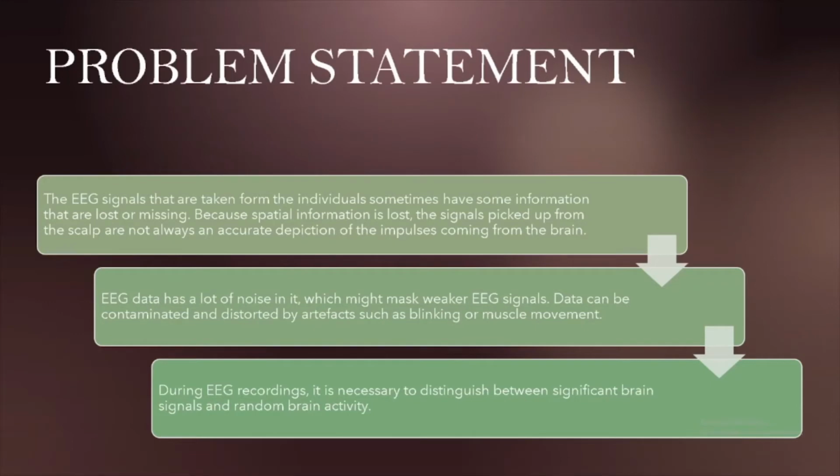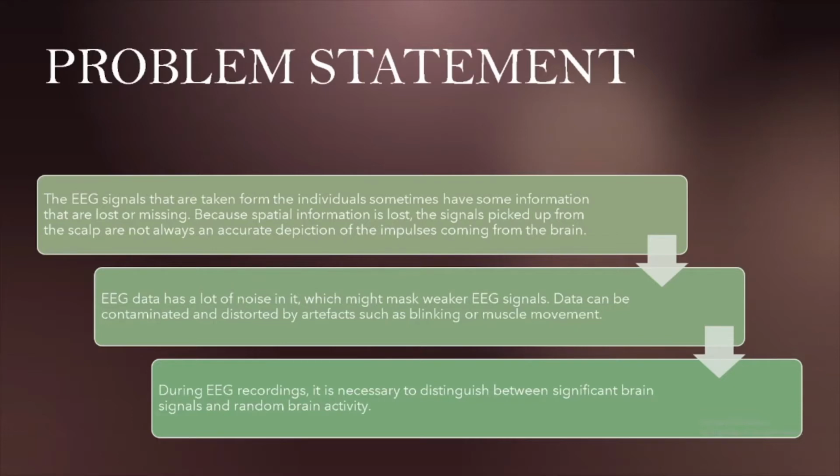Our problem statement of this assessment is that the EEG signals taken from an individual sometimes have some information that is lost or missing. Because spatial information is lost, the signal picked up from the scalp is not always an accurate depiction of the impulse coming from the brain.